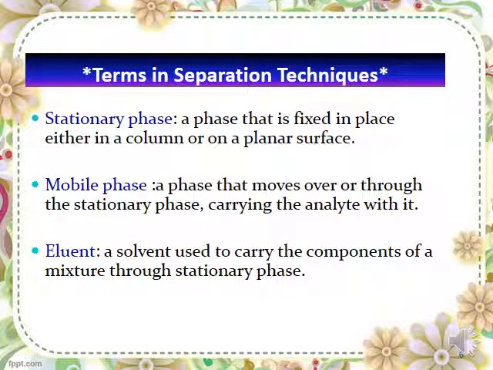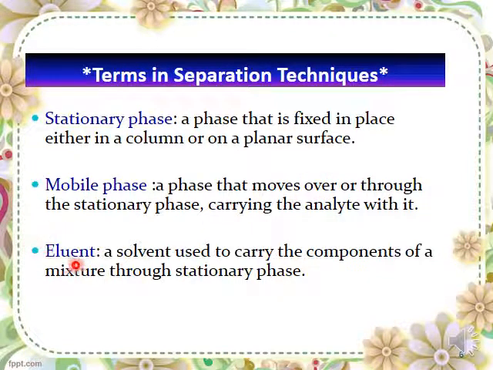Now, these are the common terms in separation technique. Stationary phase means a phase that is fixed in a place, either in a column if it involves liquid chromatography, or on a planar surface if it involves thin layer chromatography or paper chromatography. Mobile phase is the one that moves. This phase moves over the stationary phase, and this mobile phase will carry along the analyte of interest, the one that you want to study.